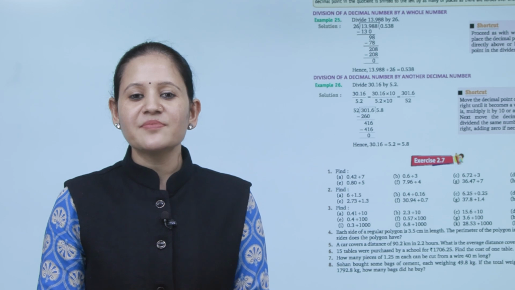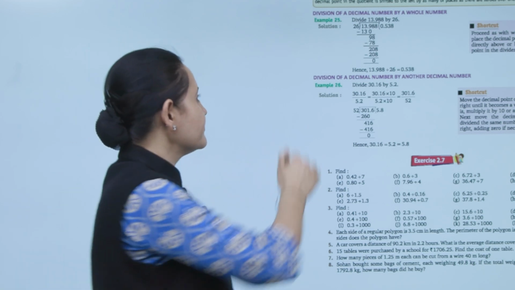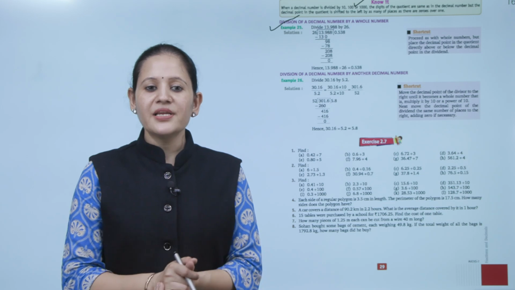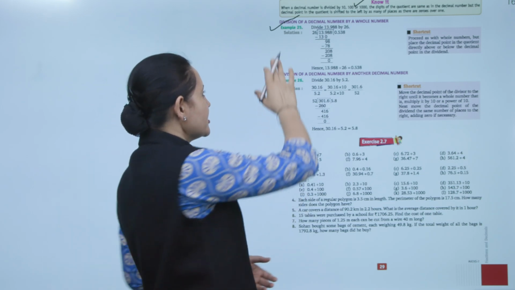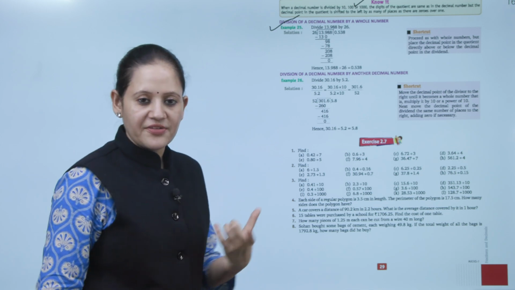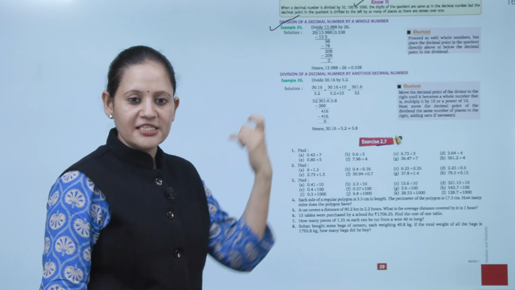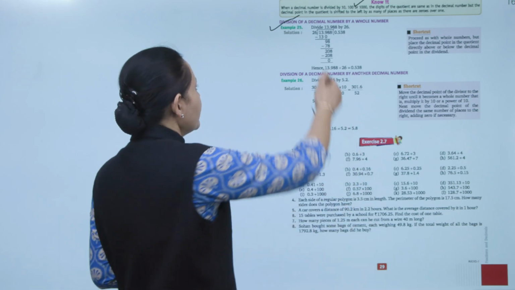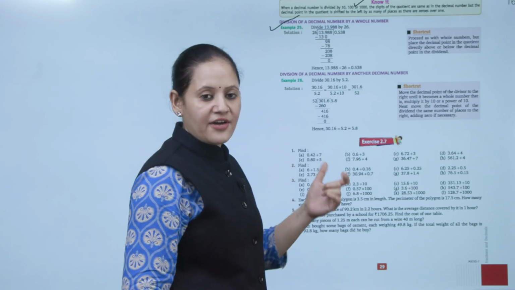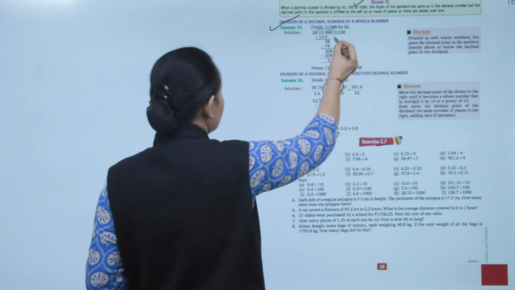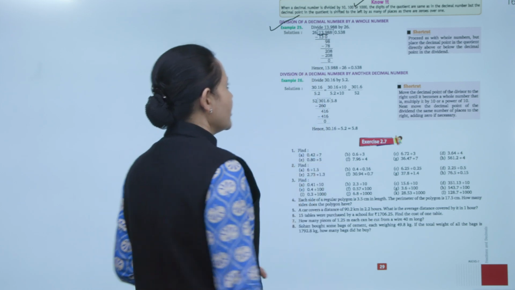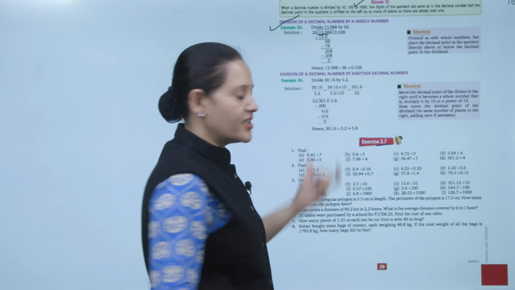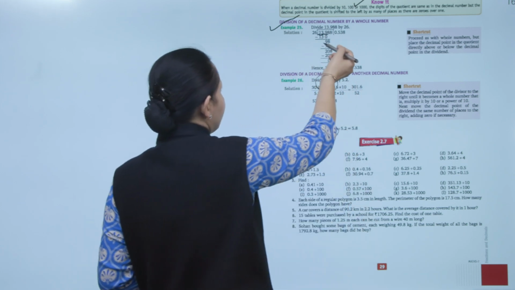Next is division of a decimal number by a whole number. Example लेते हैं, divide 13.988 by 26. So 13.988 को 26 से divide करना, whole number part is 13, that is less than 26. So we'll put 0 in the quotient, and after that the decimal, we'll place the decimal here. Now we'll take these digits, 139. So 26 5s are 130. Subtract करेंगे, we'll get 9.